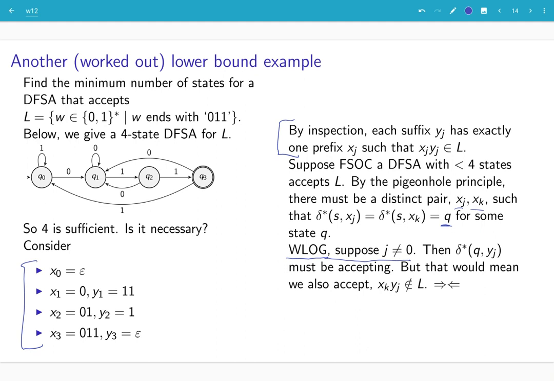Well, that means that there is a corresponding y sub j, because there's a corresponding suffix for every x except for x0, such that if I append y sub j to x sub j, then I get a string in the language. So that tells me that delta star, the result, if I start in state q and process the suffix yj, it should be accepting. But then that would mean that we accept this other concatenation, which is not in the language. And that's a contradiction. So this whole supposition that I can do it with less than 4 states is wrong, because it leads to a contradiction.